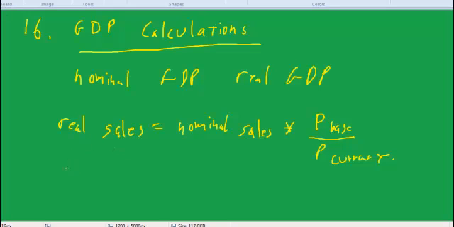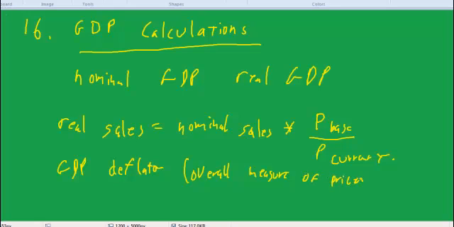And another important point is that what we're calling the deflator, which is an overall measure of prices in the economy, is equal to nominal GDP over real GDP.